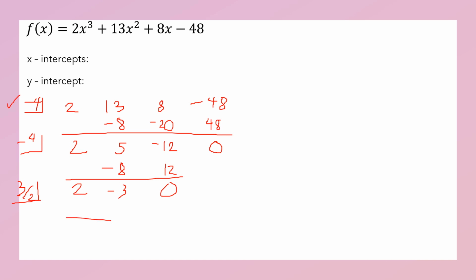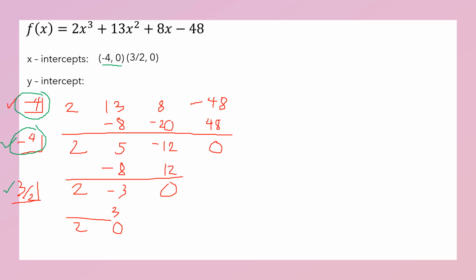Bring down 2. 2 times 3 over 2 is 3. Okay, so negative 3 and 3, the answer is 0. So we do have now our 3 roots, negative 4, another negative 4, and 3 over 2. So therefore, since we do have negative 4, our x-intercept will be negative 4, 0. Another negative 4, so there's no need for us to rewrite negative 4, 0 again, because we already have it. And the next one is 3 over 2, so 3 over 2, and 0.